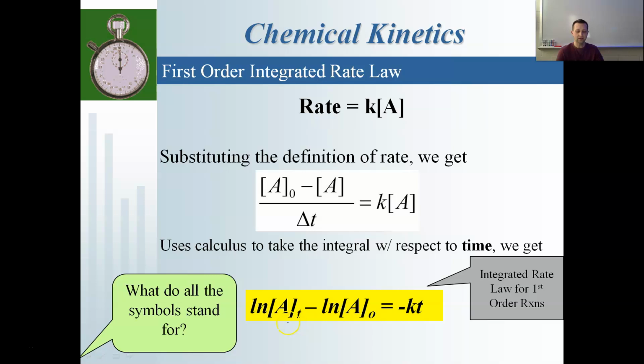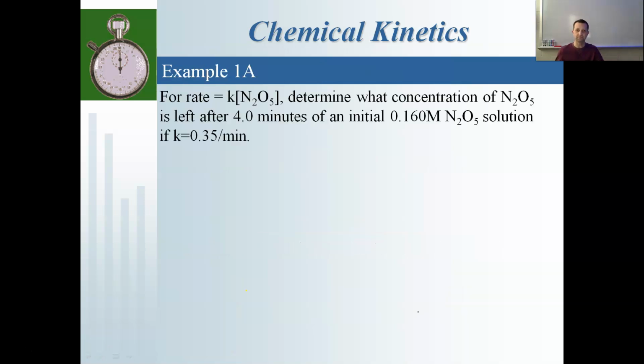A sub t is your concentration at time t. A sub 0 is your initial concentration, and then your rate constant, and t is your time. Okay, so that's our integrated rate law for the first order reaction, and this is the version of it that is on your AP College Board equation sheet. So let's go through a couple examples and see how we apply this.